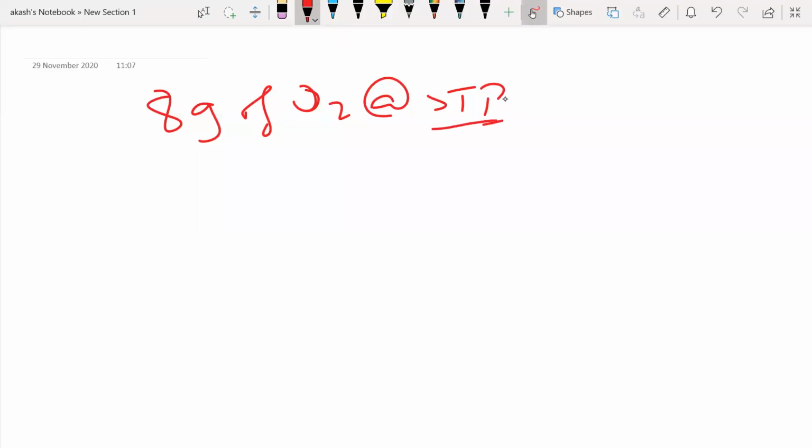Standard temperature and pressure. Good, right? What is the value of standard temperature? 298 Kelvin. No, that is NTP. NTP is normal temperature and pressure, that is room temperature and atmospheric pressure. STP, standard temperature, is 0 degrees Celsius. 273 Kelvin.